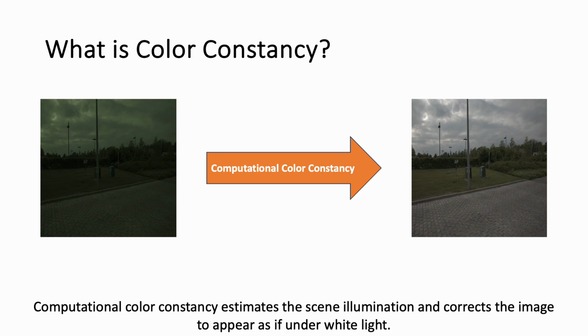First, let me briefly introduce what color constancy is. When we have an image with color cast, color constancy is to remove this color cast to make the image appear as if captured under neutral white light. The left image shows the original image affected by lighting conditions, while the right image has been corrected through computational color constancy to present more neutral colors. This is a crucial component in the image signal processing pipeline.